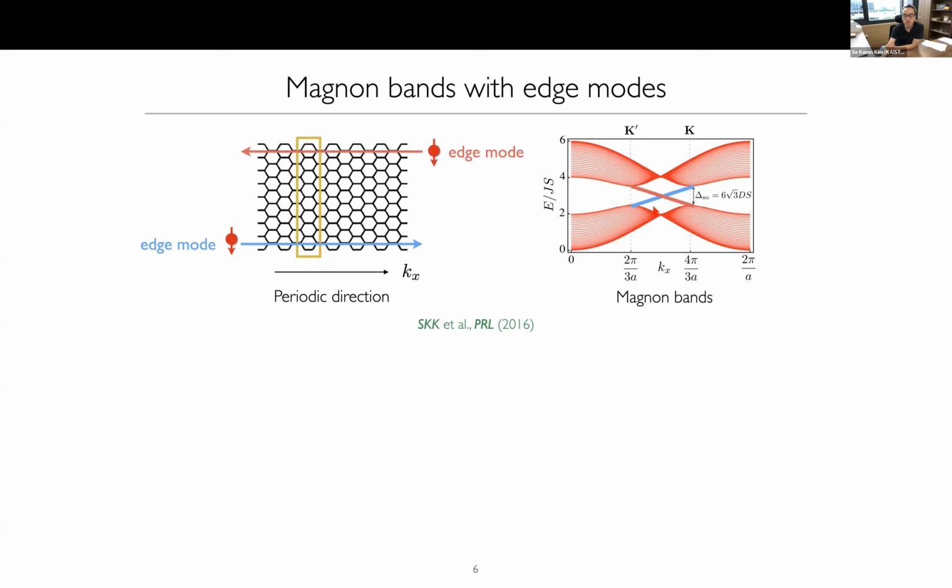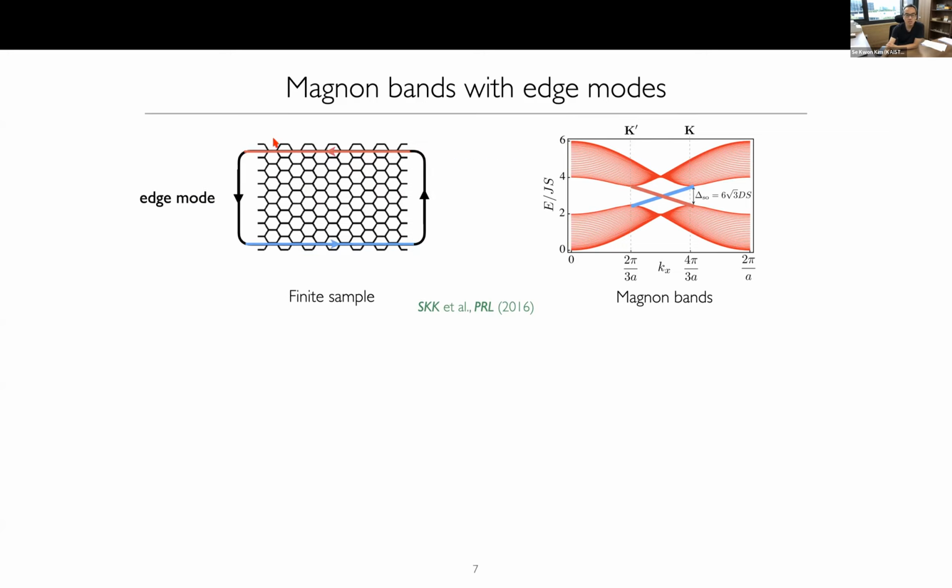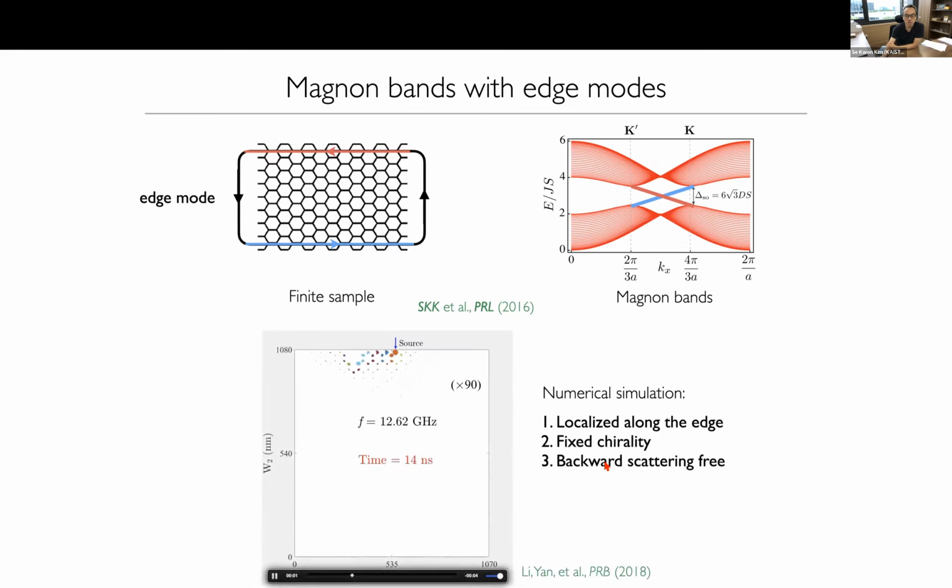And this red line corresponds to the edge mode moving to the left and localized at the top of the strip. So for the quasi one-dimensional band structure, we have two counter-propagating edge modes. When we have a finite sample, then these two edge modes should form one chiral edge mode, rotating around the sample in this way. So we theoretically predicted the existence of this edge mode by calculating this quasi one-dimensional band structure of magnons in a honeycomb ferromagnet in this paper. And it's numerically confirmed by micromagnetic simulations.